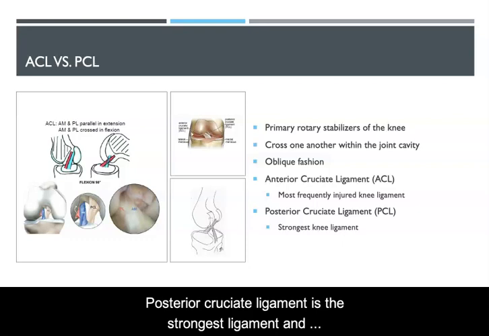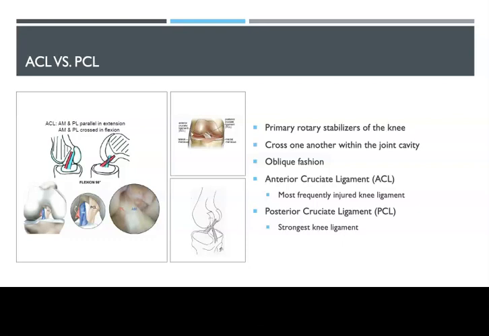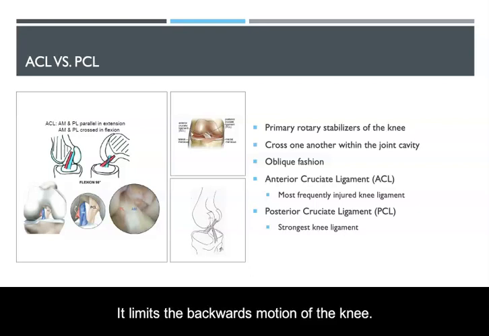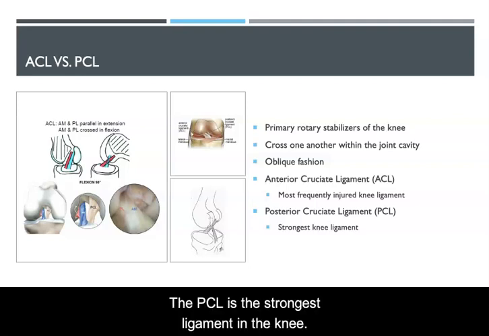The posterior cruciate ligament attaches the tibia and the femur. It's also deep inside the knee, behind the anterior cruciate ligament. It limits the backwards motion of the knee. The PCL is the strongest ligament in the knee. The anterior cruciate and posterior cruciate ligaments are each made up of multi-bundle structures.